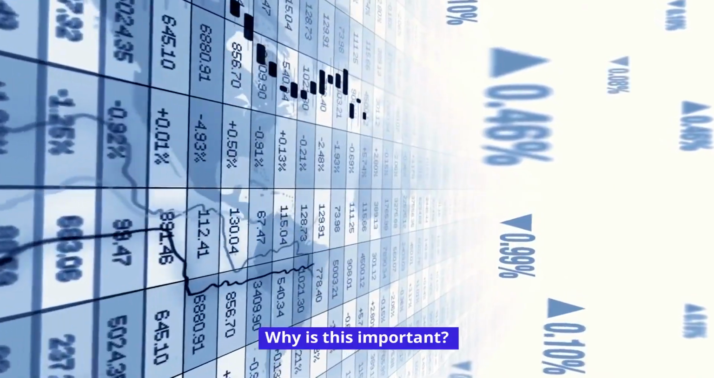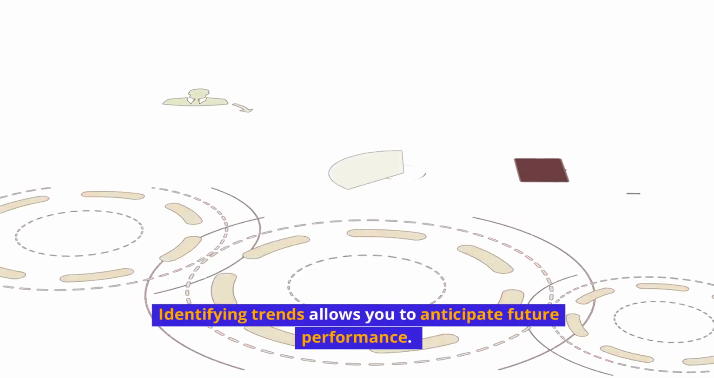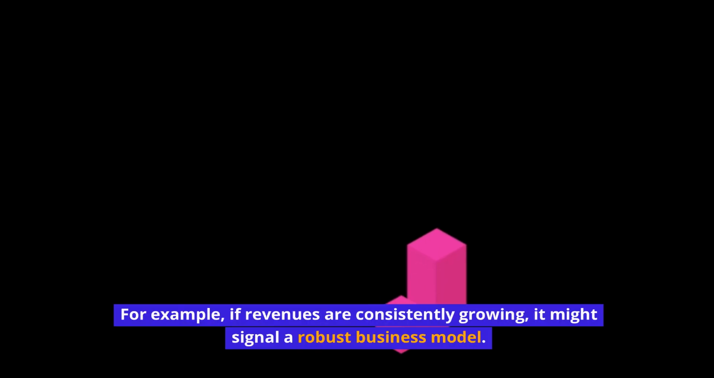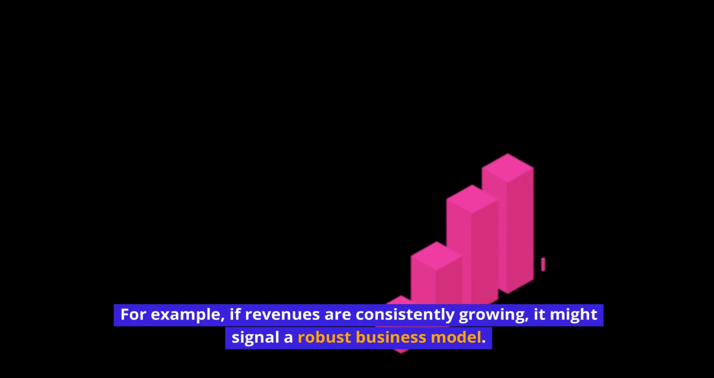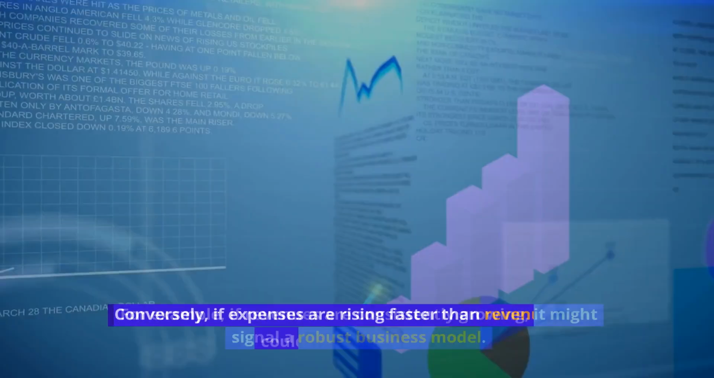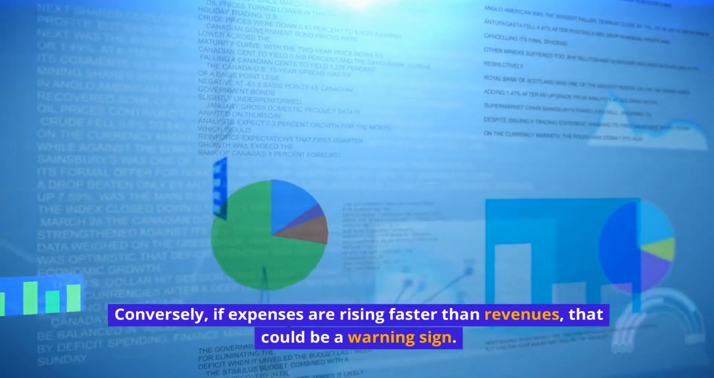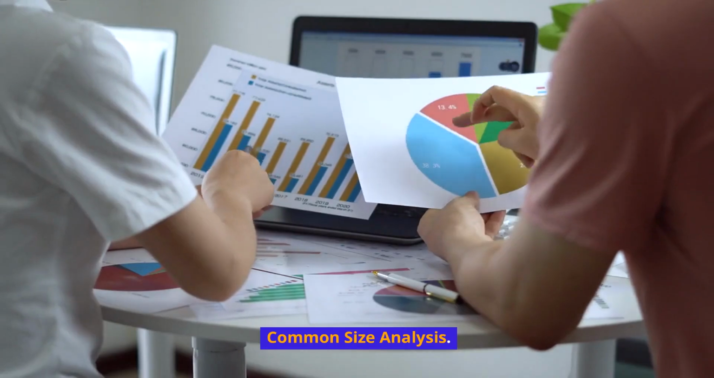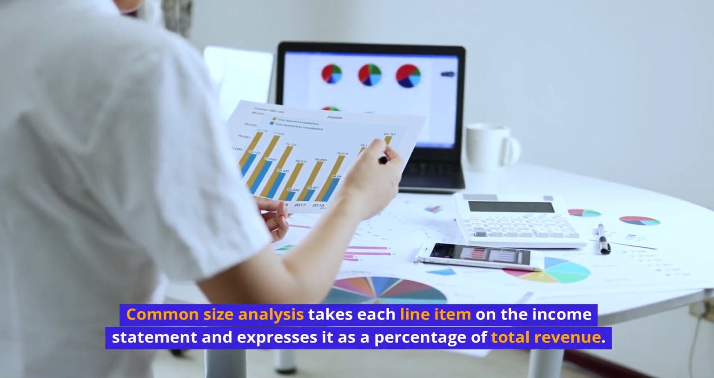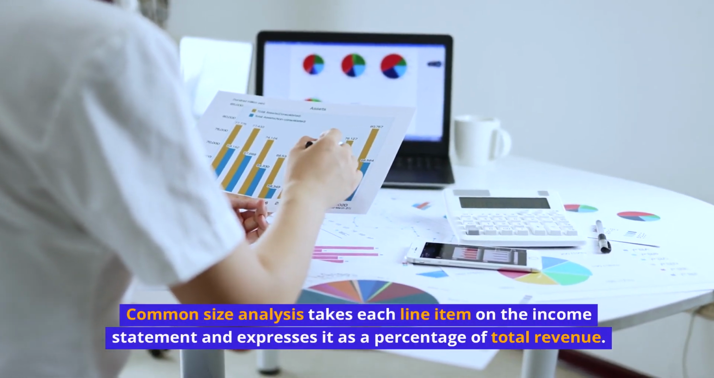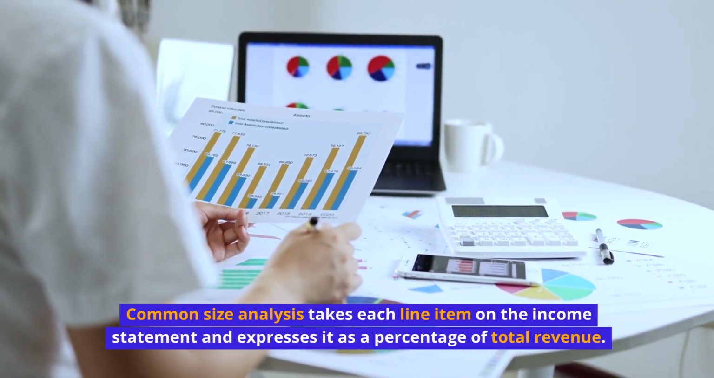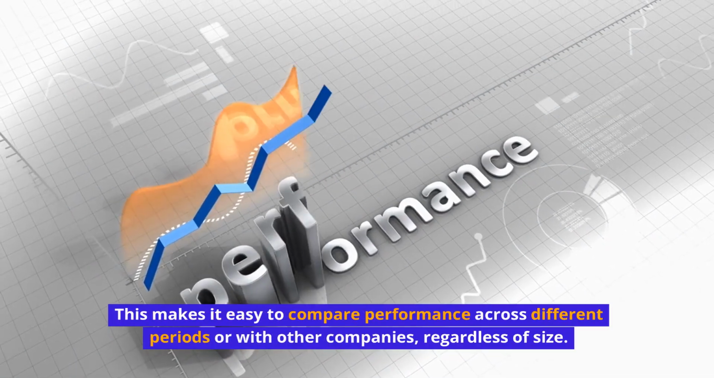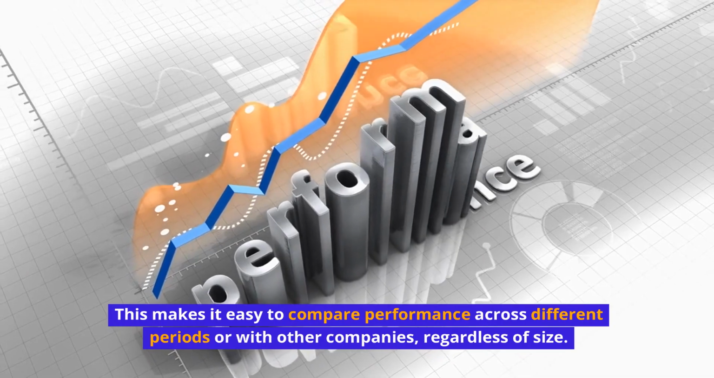Why is this important? Identifying trends allows you to anticipate future performance. For example, if revenues are consistently growing, it might signal a robust business model. Conversely, if expenses are rising faster than revenues, that could be a warning sign. Common size analysis. Common size analysis takes each line item on the income statement and expresses it as a percentage of total revenue. This makes it easy to compare performance across different periods or with other companies, regardless of size.